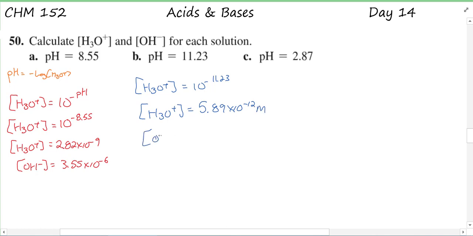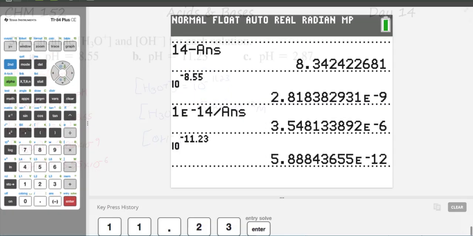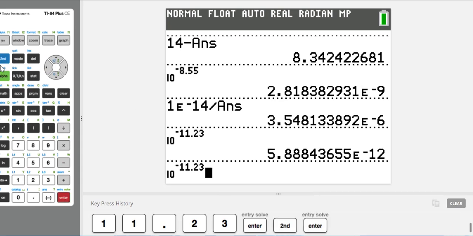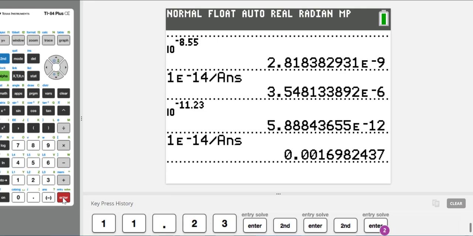And hydroxide, now this is why I recommend it that way. If I just go second enter, and then I do it again, I get Kw divided by my answer, I get 1.70 times 10 to the negative third.